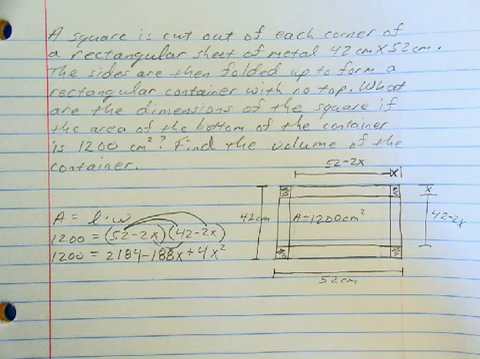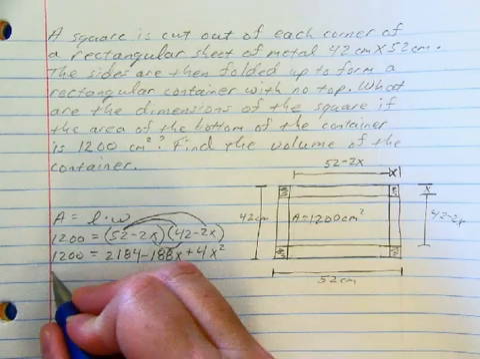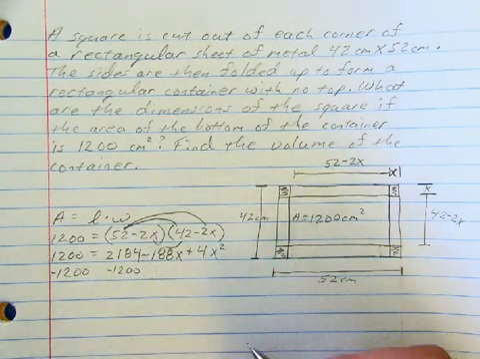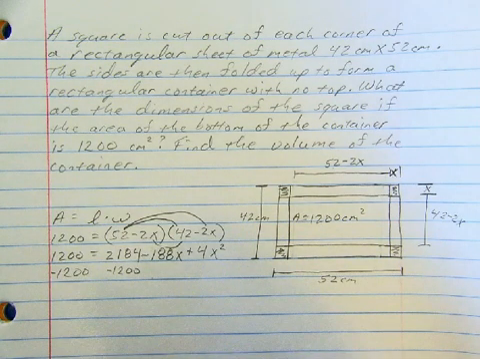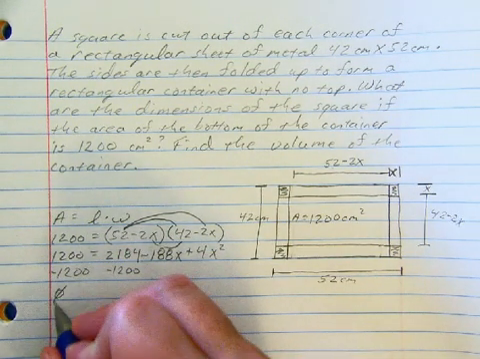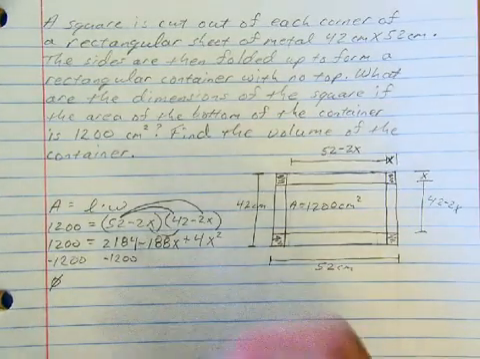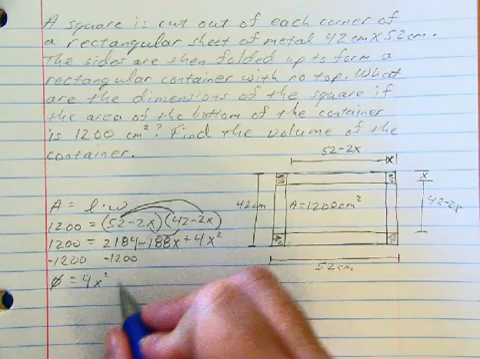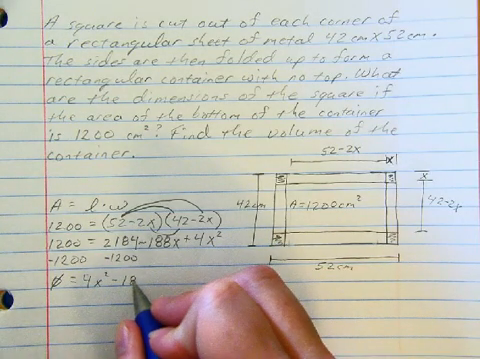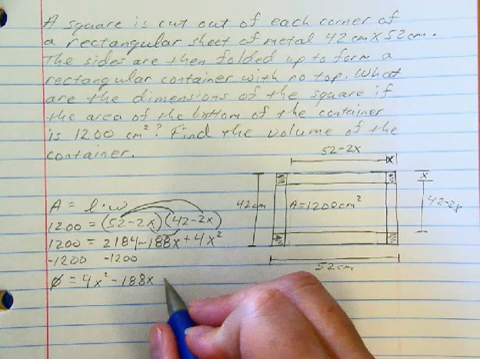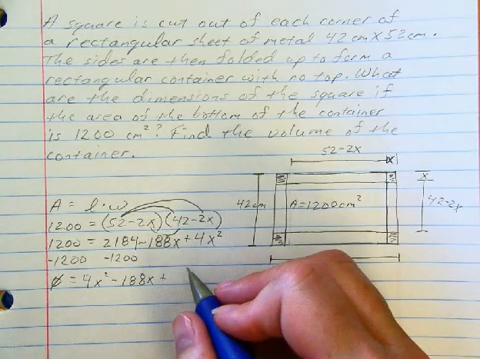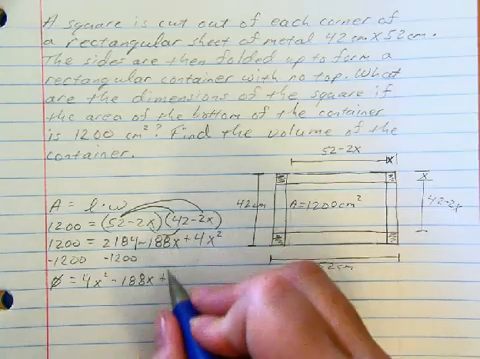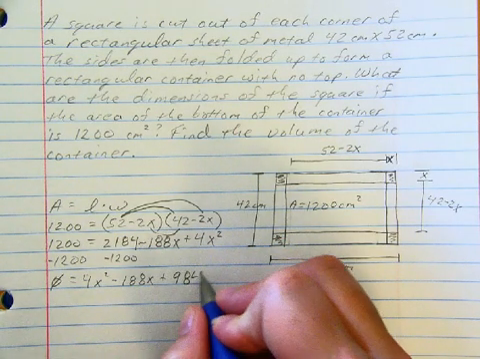All right, so again, we do need it to be equal to 0, so we're going to subtract the 1200. And I'm going to move my x squared in the front so that it's sitting in standard form in that decreasing order. So I want 4x squared minus 188x plus, let's see, I get 984 is what I'm getting there.